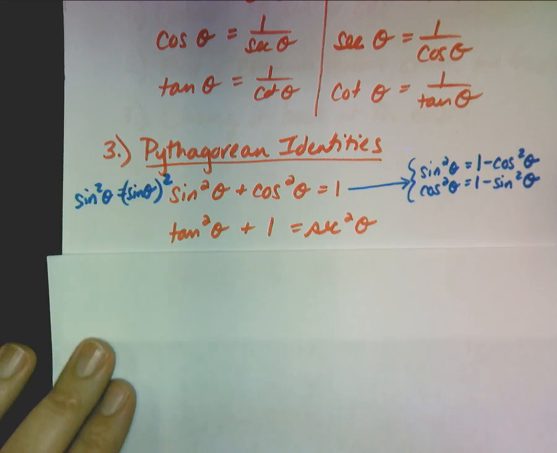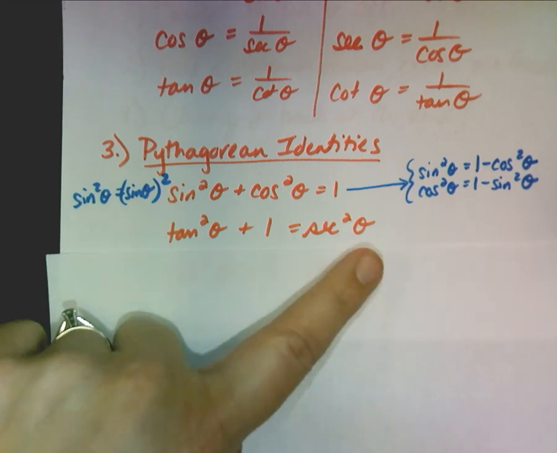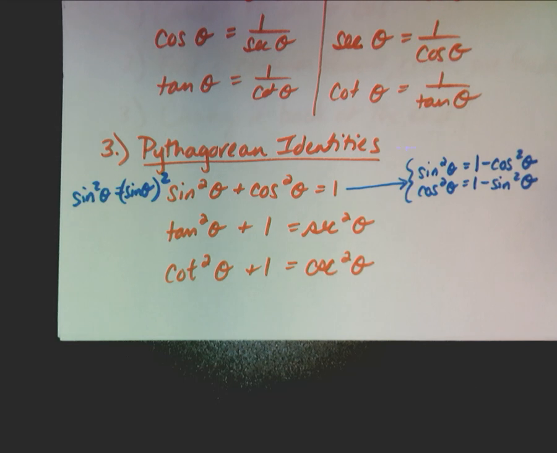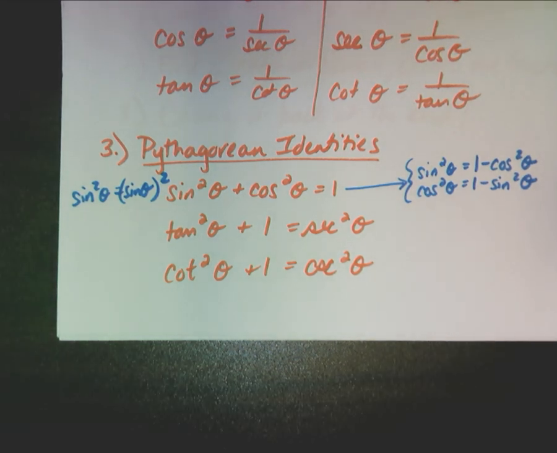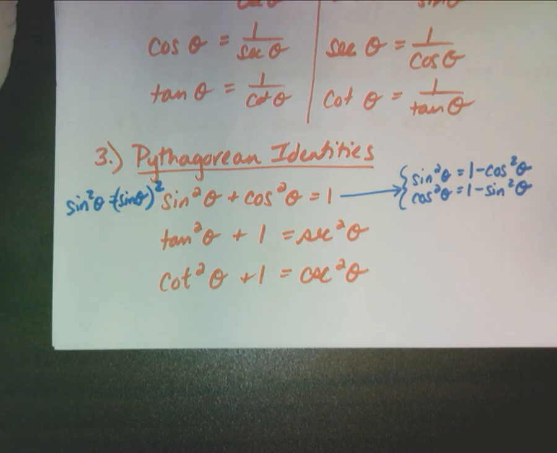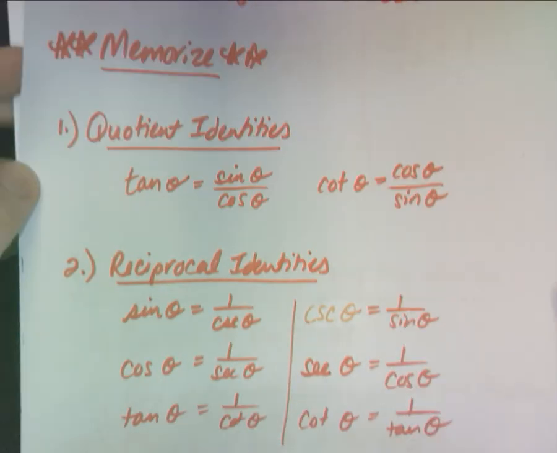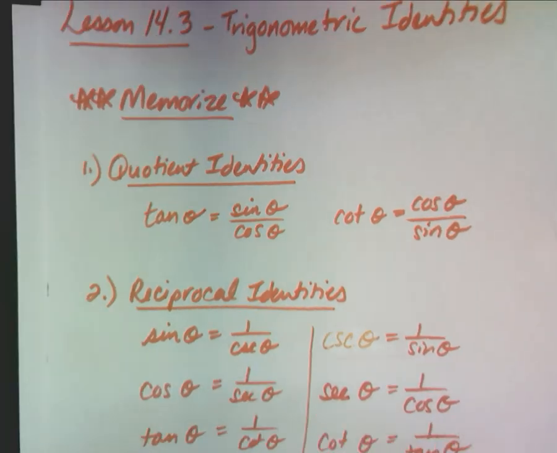Another Pythagorean identity, tan squared theta plus 1 equals secant squared theta. And then you could actually solve this for tan squared and subtract the 1 over. And then last but not least, cotangent squared theta plus 1 equals cosecant squared theta. If you haven't already, pause this, write all these down. You're going to need to memorize them. It's going to be great.